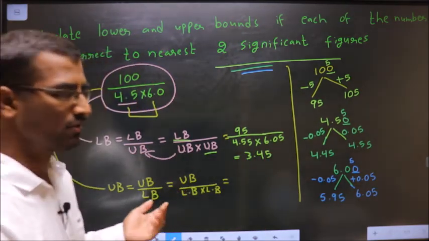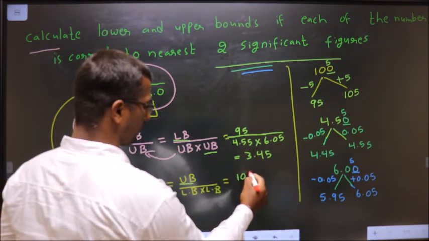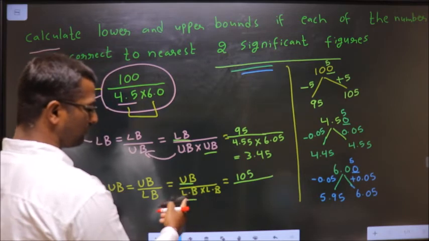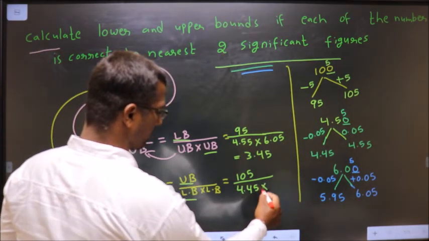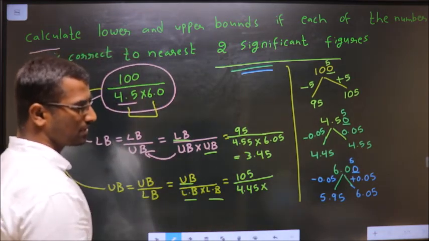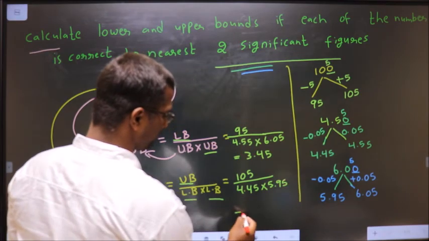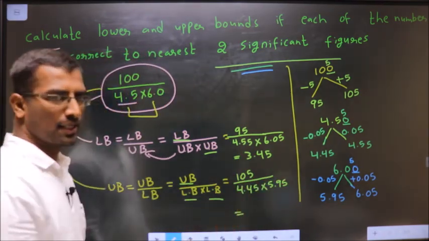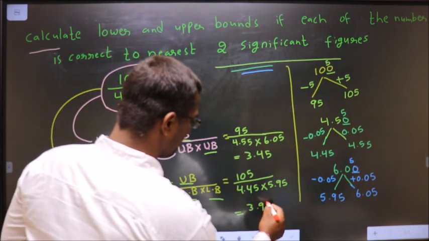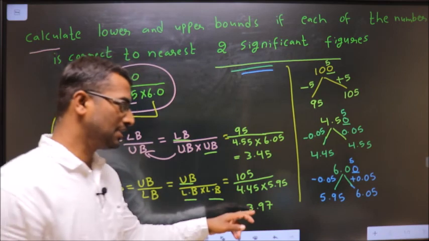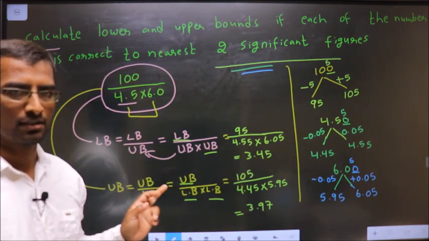Okay, now the next one. Take the upper bound of 100, which is 105, by the lower bound of 4.5, which is 4.45, into the lower bound of 6.0, which is 5.95. Now put this in the calculator. You get the answer to be 3.97. Thus, this is the upper bound and this is the lower bound. Is the sum clear? Okay.